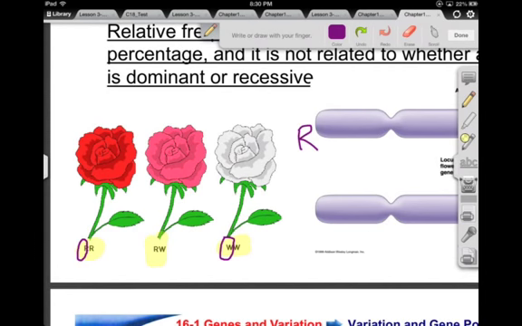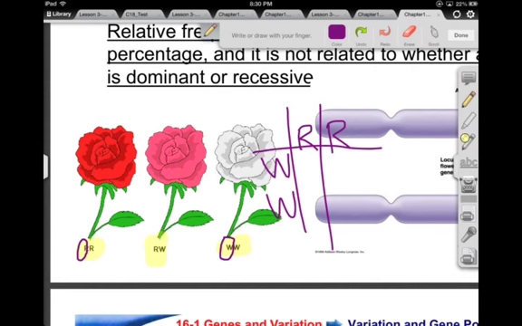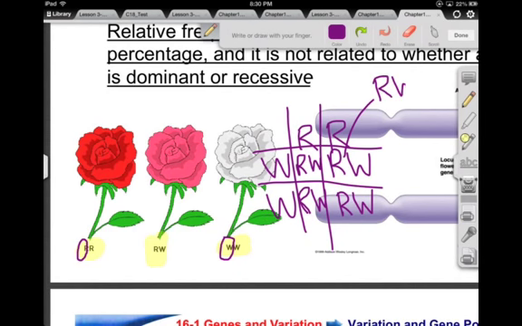This pure red flower could either give an R or an R, and this pure white flower could only give its allele for white. Sorry, I'm getting ahead of myself. If you put these combinations together, we'll write R alphabetically before W. Every single one of the children is an RW.